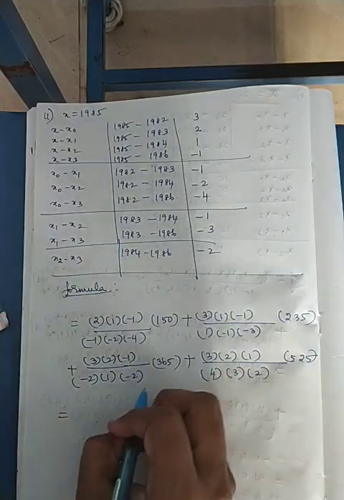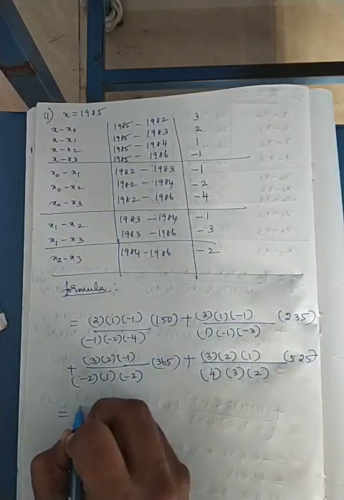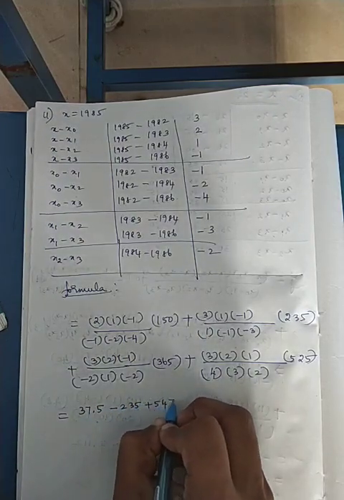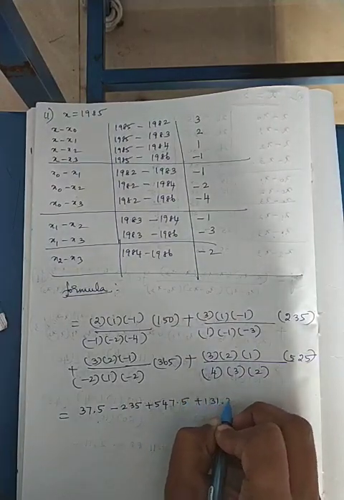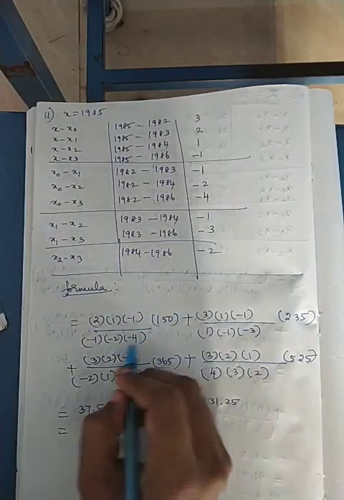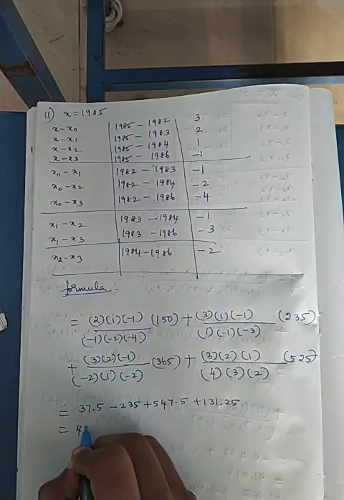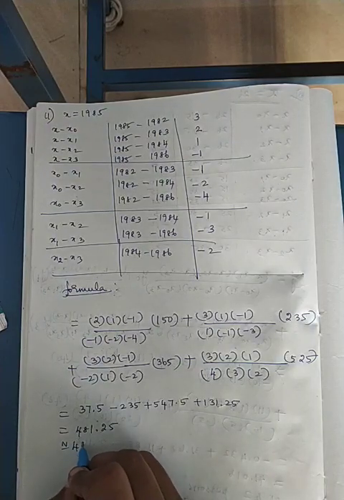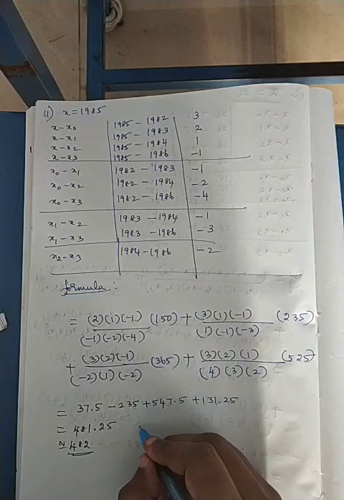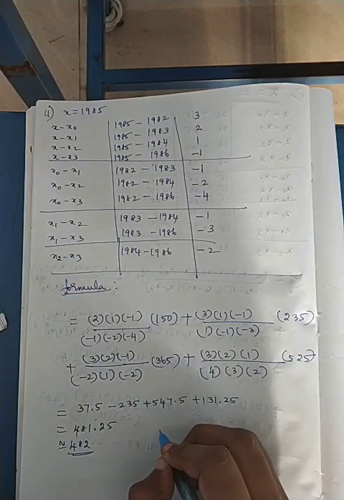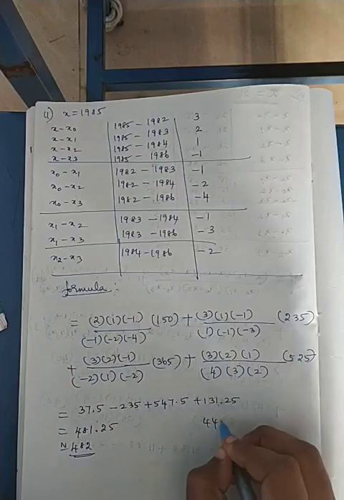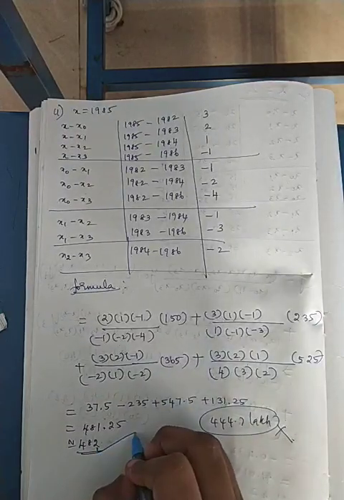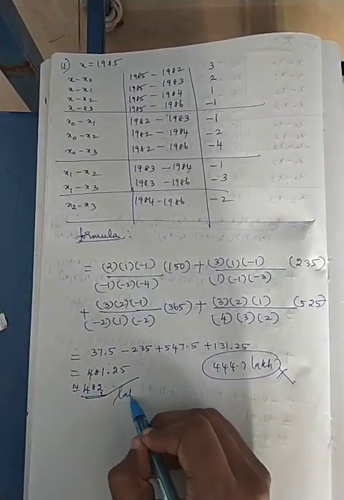Okay. Now when I simplify, I will be getting the values as 37.5 minus 235 plus 547.5 plus 131.25. You can cancel it and then you can add it. Then only it will be easy. It is equal to 481.25. That is approximately 482. Now in the book back answer, your answer is 444.57 lakhs. You can ignore this because this is the correct answer. 482 lakhs will be your answer.